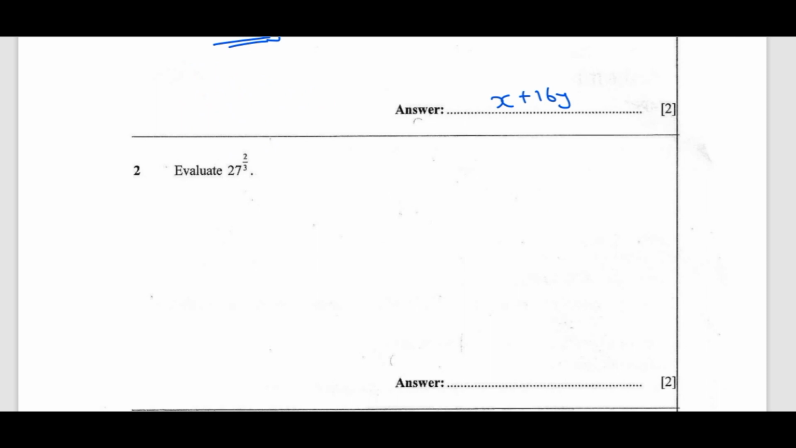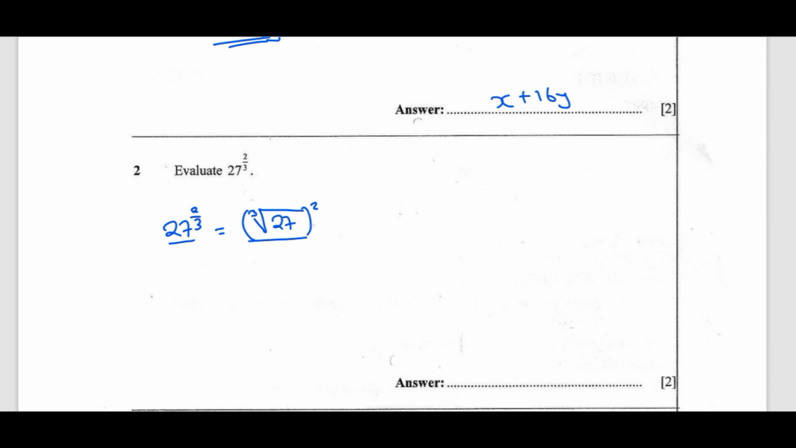Evaluate 27 raised to power 2 over 3. When you reach this stage, you'd find that this is to evaluate. So how do you evaluate a question like this? You write 27 raised to 2 over 3. It can be written as open bracket, the cube root of 27, and then you close, and then a square there. So it is one and the same.